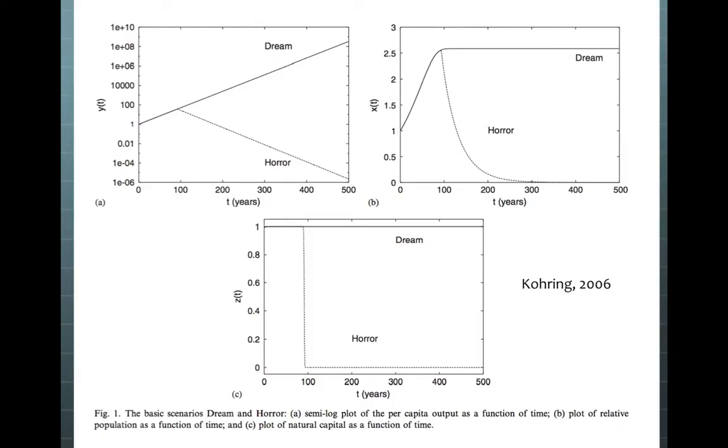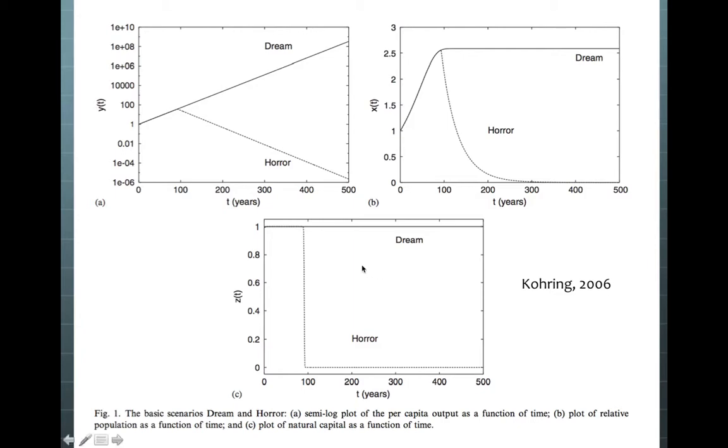This is another of the papers that is in the reading, and in this one they take a slightly different set of equations for Wonderland, but it's a very similar model, and they come up with dream scenarios and horror scenarios. Where dream is basically everything: production can go up forever, population can stabilize, so it's sustainable. It's a dream scenario. The horror scenario is production drops, population drops, and of course nature, you run out of nature.